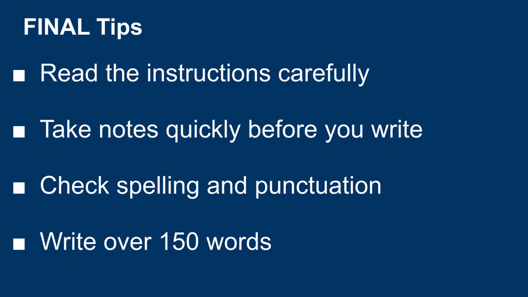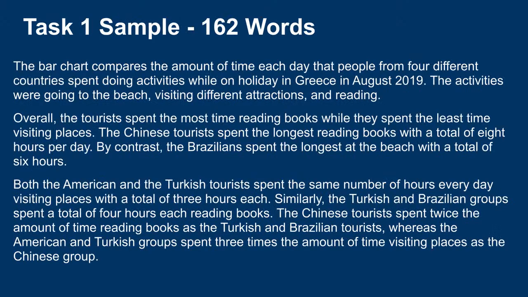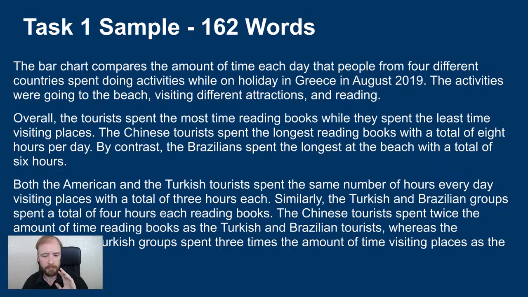Check spelling and punctuation. You need perfect spelling and punctuation, right? And if we go back, every sentence starts with a capital letter. We have periods, we have commas. The spelling is correct. Brazilians in the middle, Greece, these have capital letters. Chinese, Turkish, all these countries have capital letters, correctly spelled. Of course, your writing might not be as perfect as this. That's okay. You do your best. You get the best score you can get.